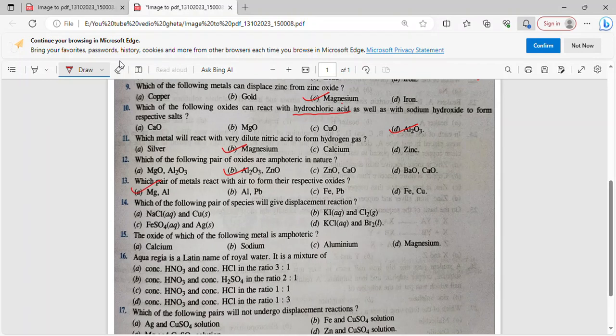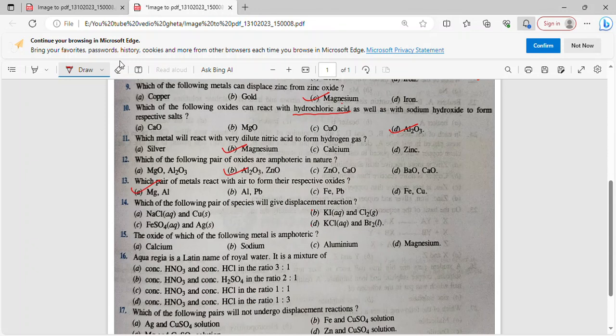Which of the following pairs of species will give a displacement reaction? Sodium chloride and copper: you know copper cannot displace sodium. Potassium iodide and chlorine. FeSO4 plus silver, no chance. KCl plus bromine. Which one is possible? Which one is more reactive? Chlorine, bromine, and iodine, right?